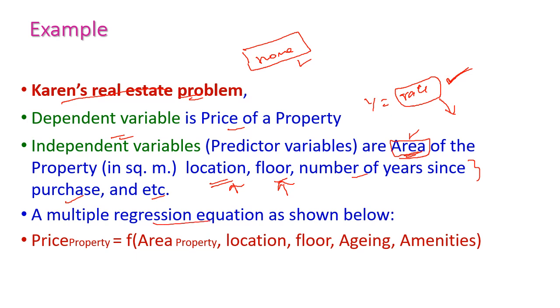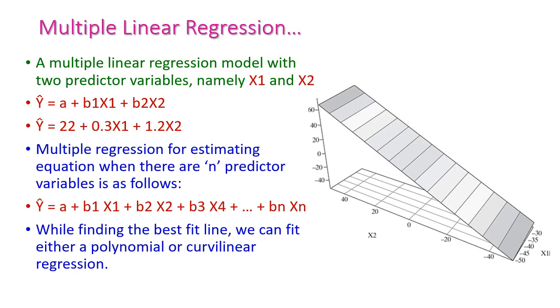So the multiple regression equation shows that the price of the property is equal to f of area of property, location, floor, aging, and other amenities. So based on all these things, the price will be computed, right? Here the price is the dependent variable and all the other parameters are independent variables. And this is the example for a multiple linear regression model with two independent variables, that is two predictor variables. In this diagram, this is the y-axis, and this is x2, and this is x1.